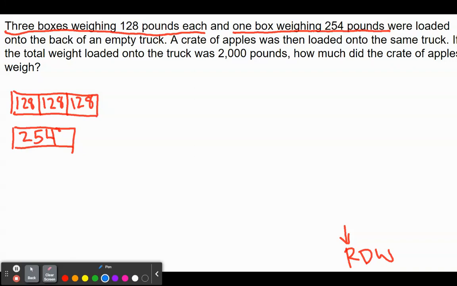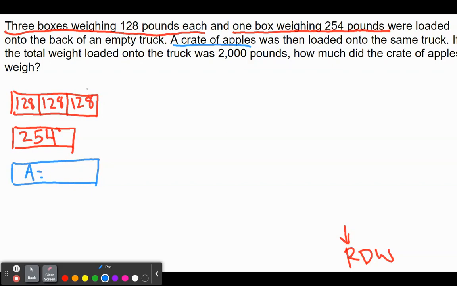So now a crate of apples was then loaded onto the same truck. Okay, so that's important. A crate of apples was then loaded onto the same truck. So I'm going to go ahead and draw my apples. Let's see if we can figure out how much that is. I'm going to put on A for apples.